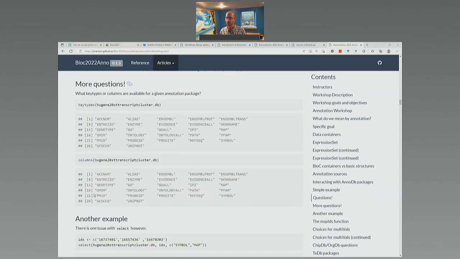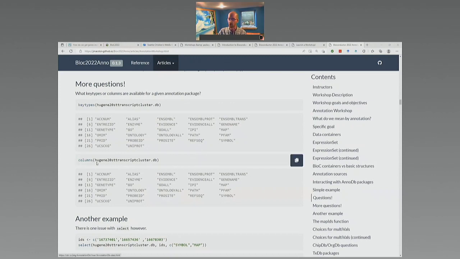So more questions, and these are more pertinent things. What can you even get out of this thing? How do you even know what you can get out of a particular package? If we use this function keytypes for this chip DB, it tells us all of the different keys that we can query on. Most of these are easily identifiable: Entrez Gene ID, Ensembl ID, Ensembl protein ID, Ensembl transcript ID. So it's pretty easy to infer these things. Symbol. Some of these other things are maybe not as easy to figure out, like alias. We'll get to that in just a second.